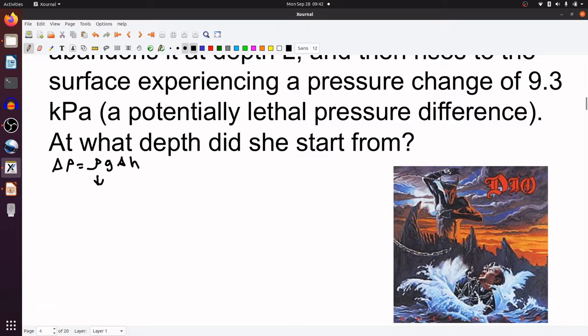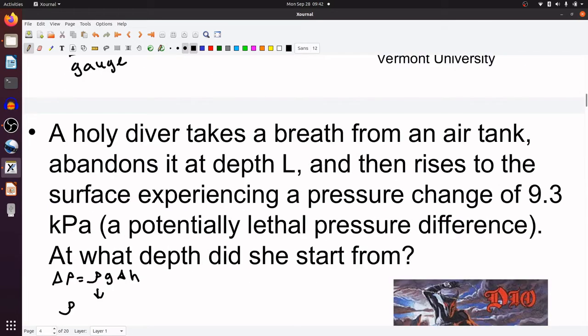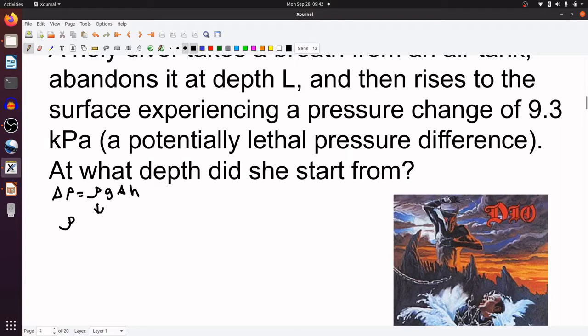Now, something I didn't point out, but there is a table of densities in your book. Also, it would give you a density in the problem. I didn't specify, amazingly, but we will today. So in the song, it says, Holy Diver, you've been gone down too long in the midnight sea. So we're going to use seawater. The density of seawater, I believe, is 1023. I'm going to double check that because sometimes it's a little bit off.